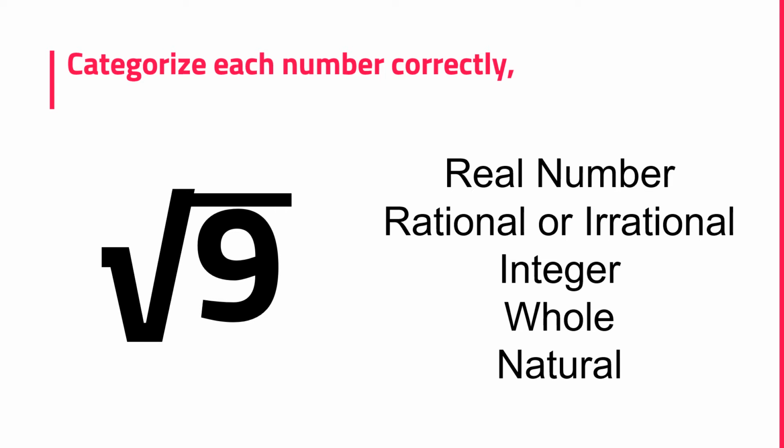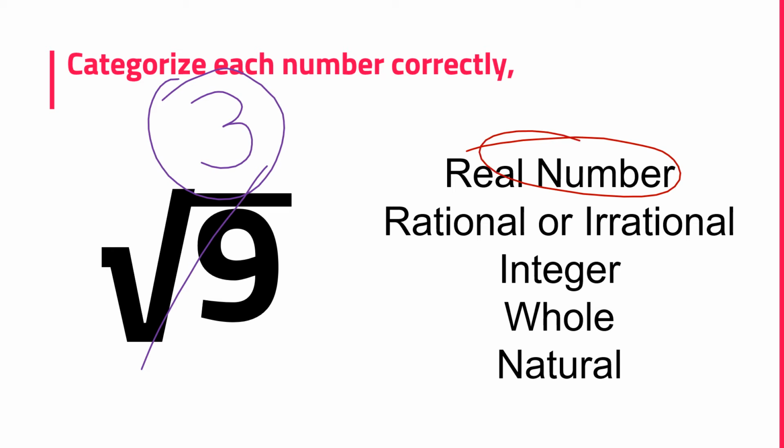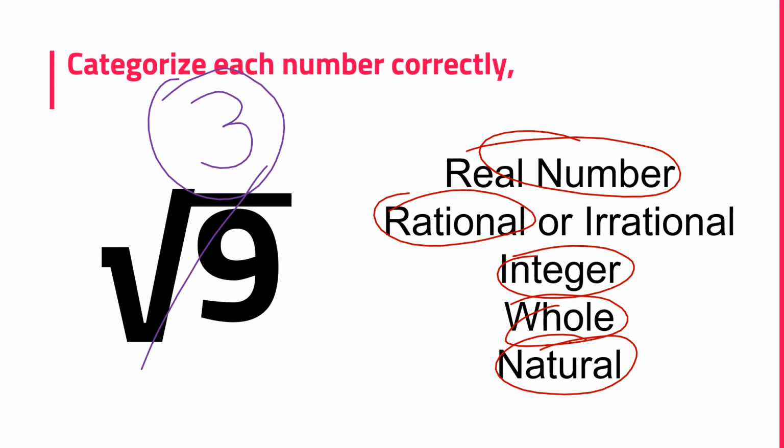Square root of 9, I have to think about this first. Is there a number times itself that gets me to 9? There is. Square root of 9 is actually the number 3. So knowing that, I want to use the number 3 and then categorize. All of our numbers are real. It's definitely rational. It's on a number line. I can have 3 cookies, and it's natural for little kids to know 3.